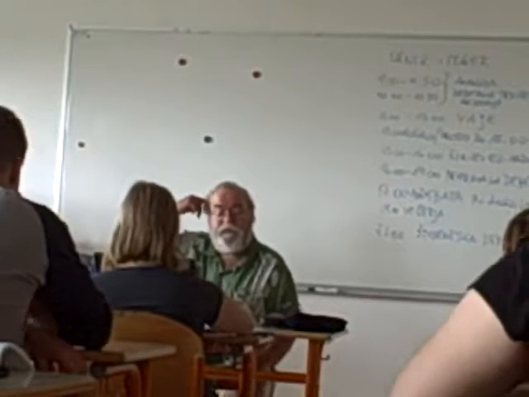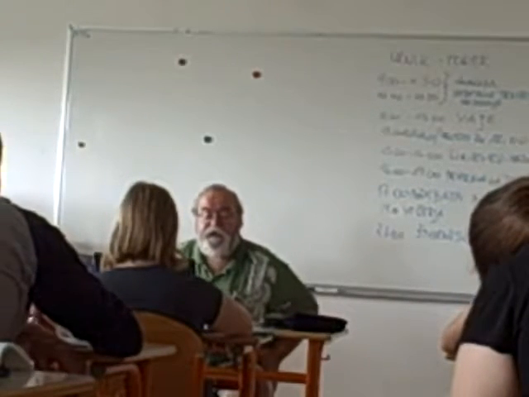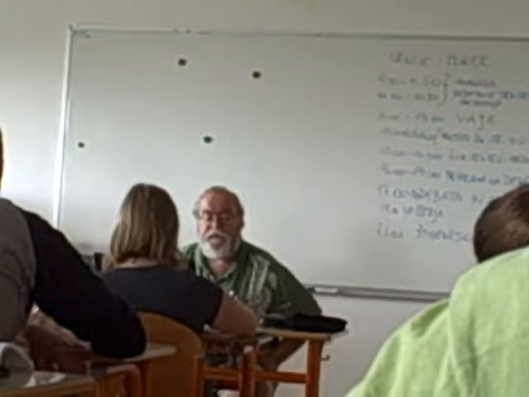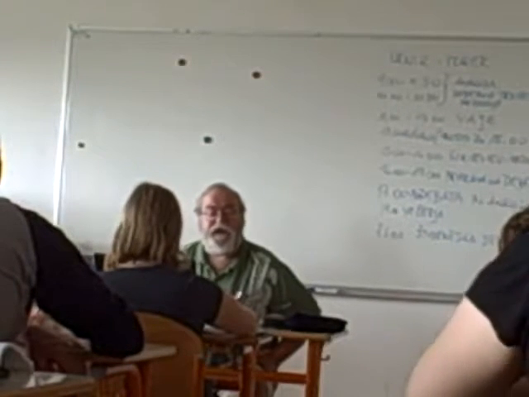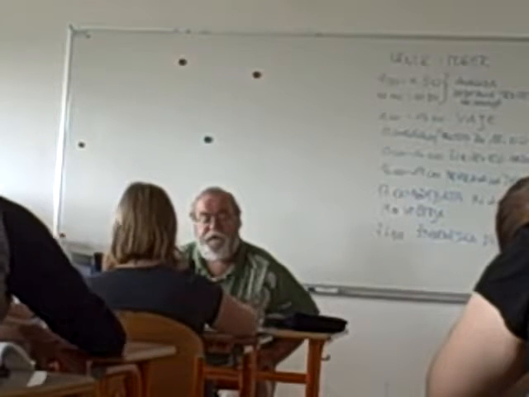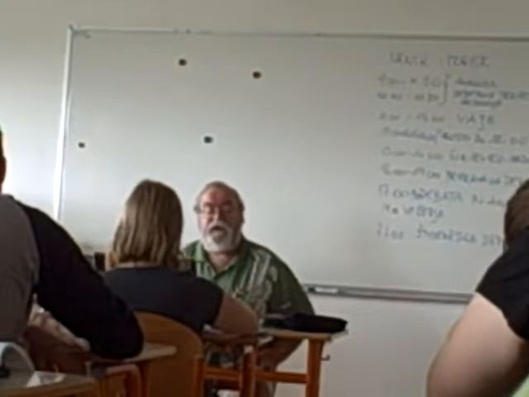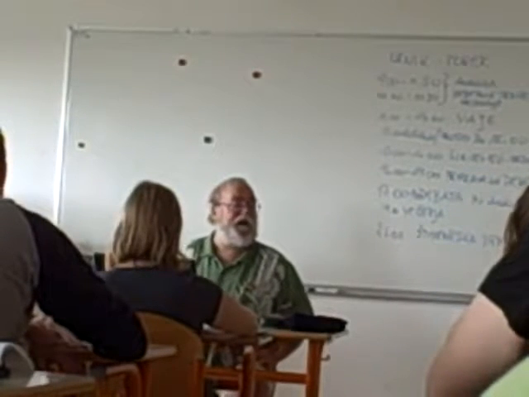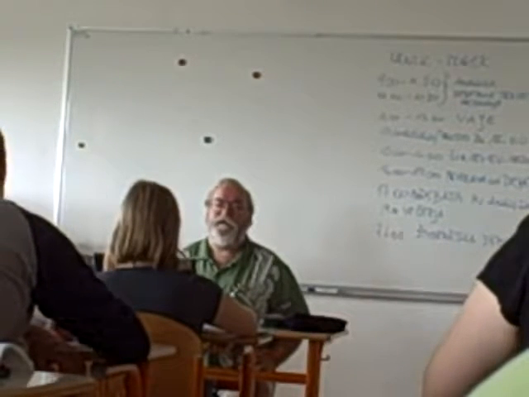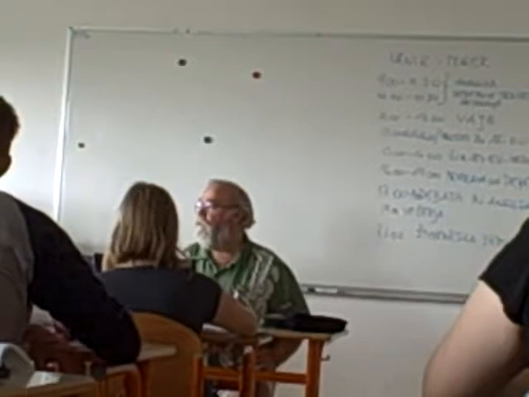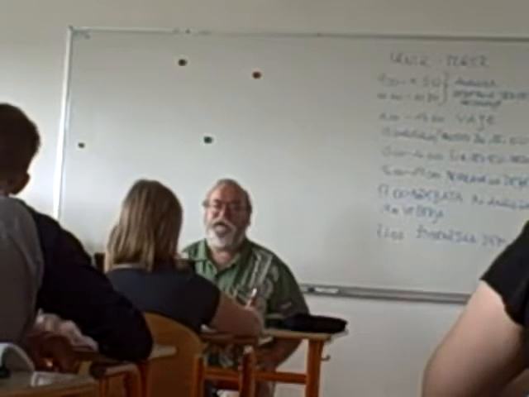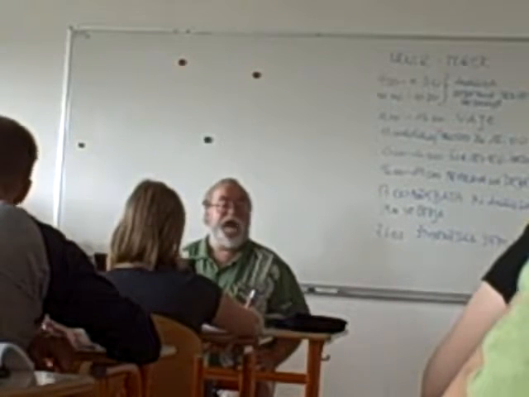Value. Something is of worth or value. Usually there's a value term and then an object. Now these values are often very abstract. Let's take some value terms: beauty, love, freedom, truth, justice, fairness, sexiness, democracy. These tend to be very abstract value terms.